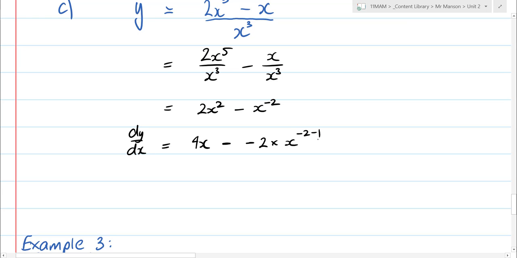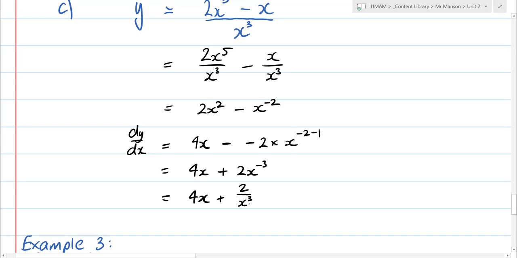So you have to be a little bit careful here. I've put the negative 2 at the front, and I've reduced the power by 1, which actually makes it negative 3. And a lot of people might write negative 1, which would be wrong. So I get 4x plus 2x to the power of negative 3. And because the question was given to me as a fraction, I'll write my answer as a fraction as well. So it's 4x plus 2 over x cubed.